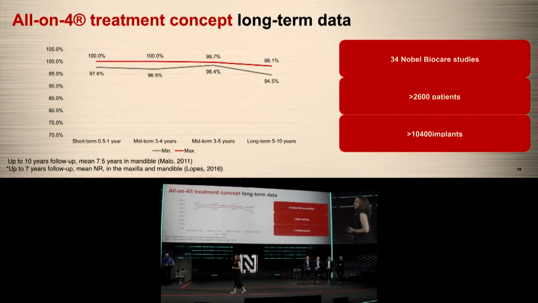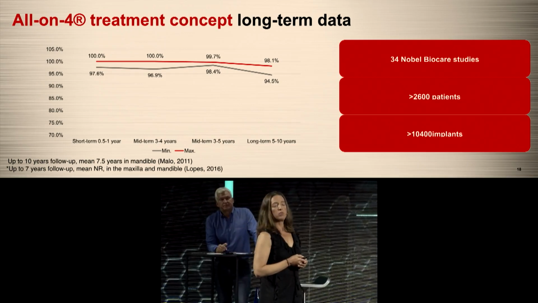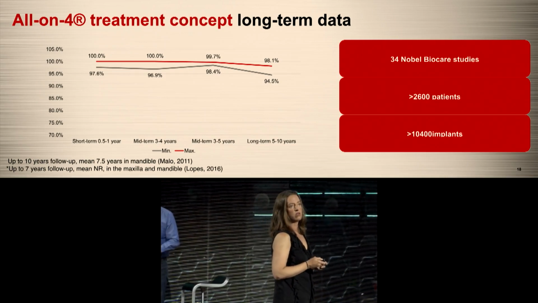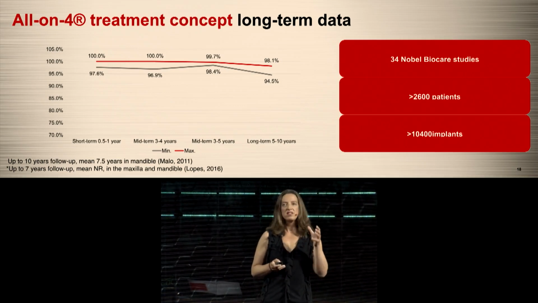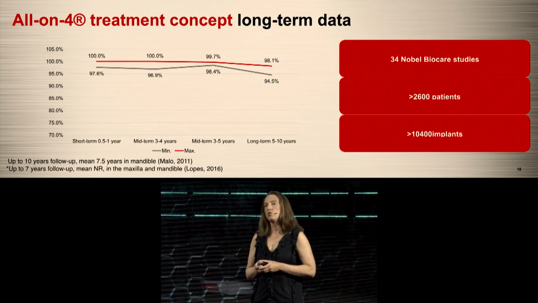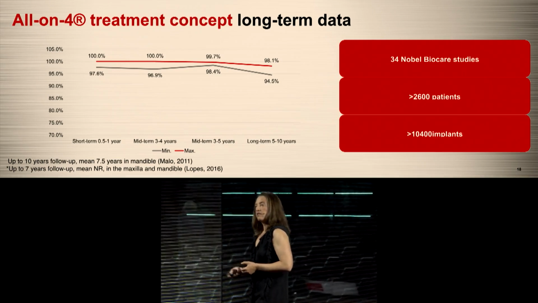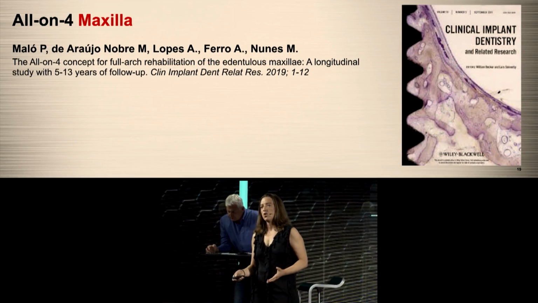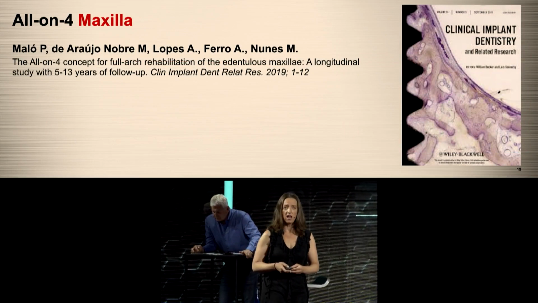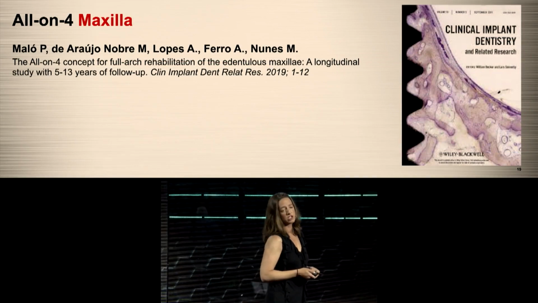So then we go into science and we say what we have in terms of science publications. Till last year, we had more than 34 publications with Novel Biocare implants about the All-on-4. More than 2,600 patients treated. More than 10,400 implants placed. And we are not talking about 1 year, 2 years, 3 years follow-up, we are talking about 5, 10. And recently this year, we have published 2 major publications with 13 years follow-up of the maxilla and up to 18 years follow-up of the mandible. And I want to share with you these 2 publications.